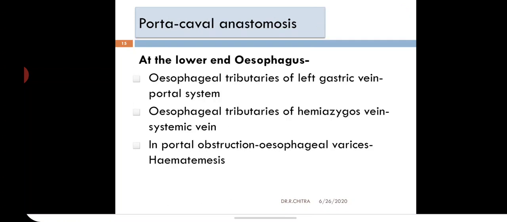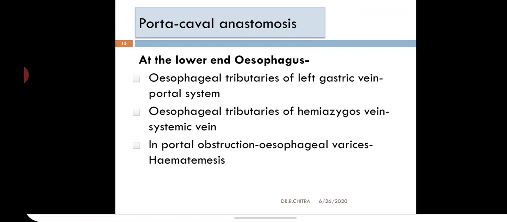So the main importance of this topic is porta-caval anastomosis. This may be asked separately as short notes. Instead of asking portal vein as a direct essay, porta-caval anastomosis may be asked. So in this you should first know the sites of the porta-caval anastomosis. Then in each site you should write which is the tributary of the portal vein and which is the tributary of the caval vein, the inferior vena caval vein.